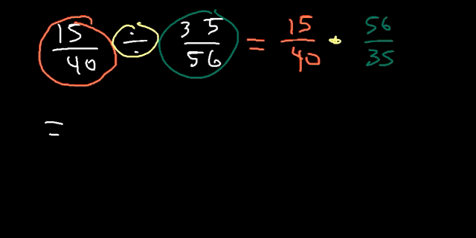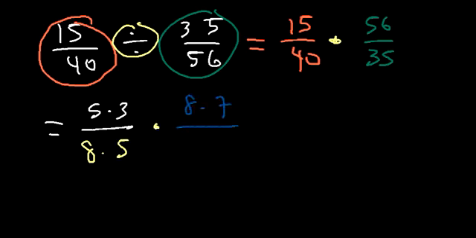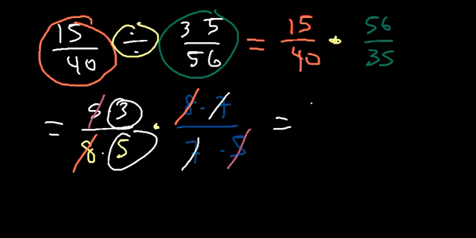So 15, we can break that into 5 and 3. 40, we can write that as 8 times 5. And 56, that's 8 times 7. And 35 is 7 times 5. So we can cancel an 8. We can cancel a 5. And we can cancel a 7. So all we're left with is 3 over 5. And that's it for that example.